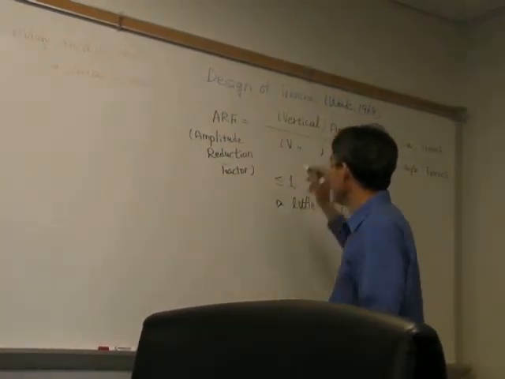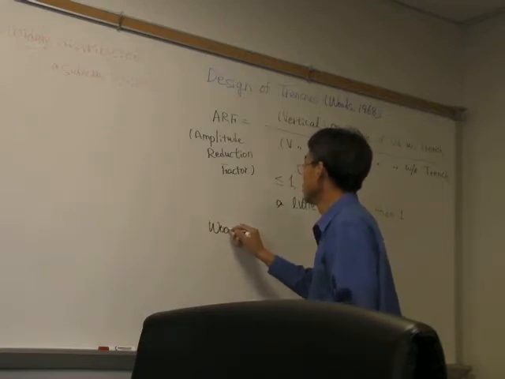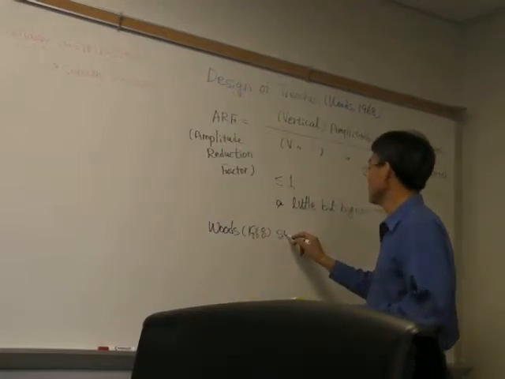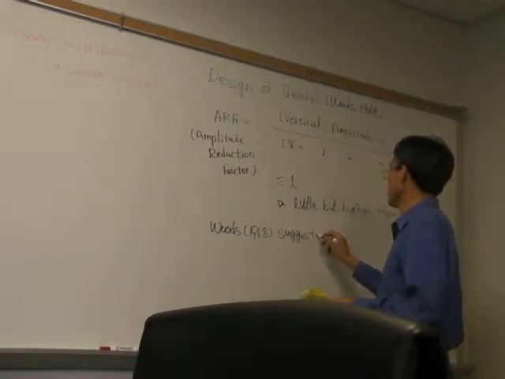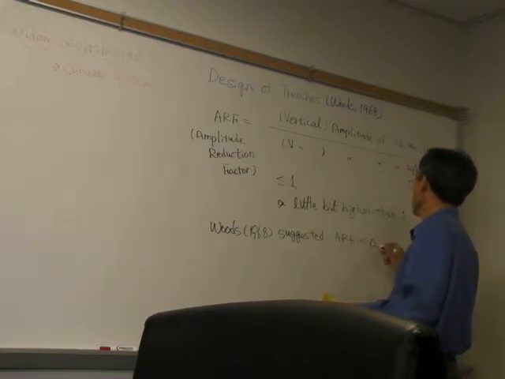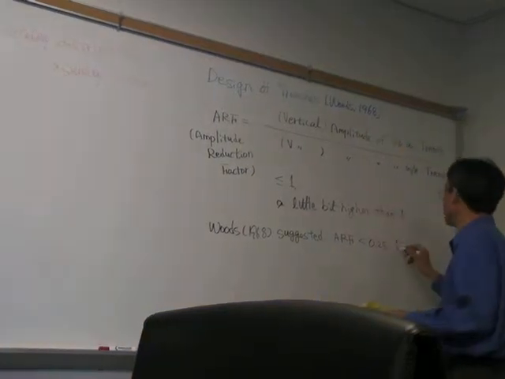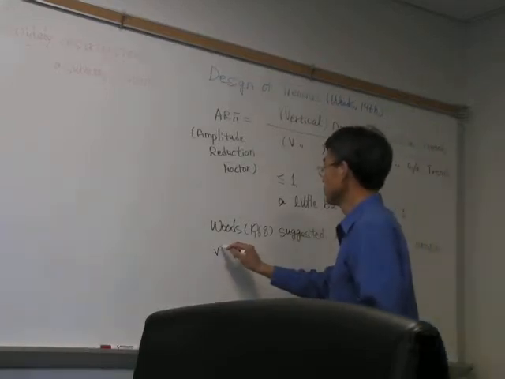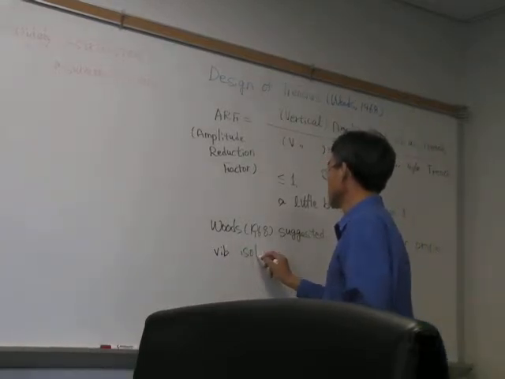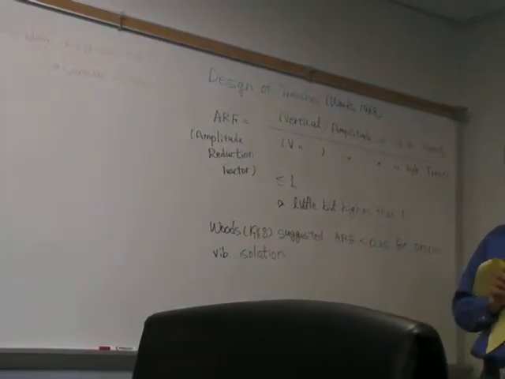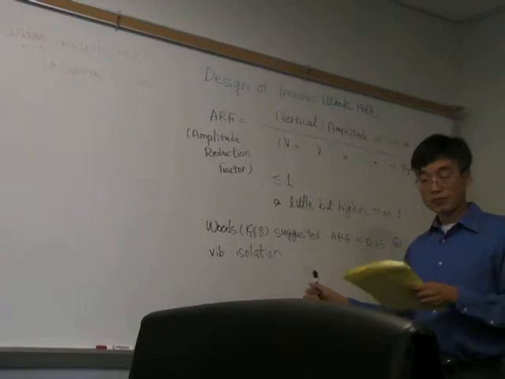And what we would propose is suggested: ARF should usually be lower than 0.25 for proper vibration isolation. That means we have to cut down the peak amplitude to somewhere around 1/4.